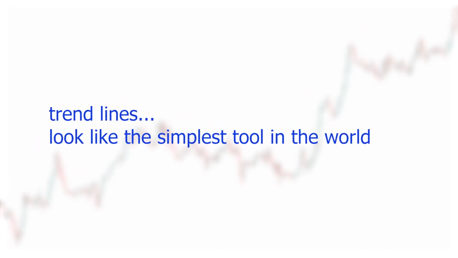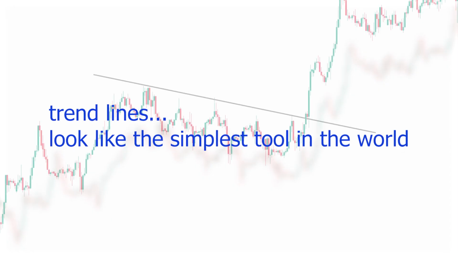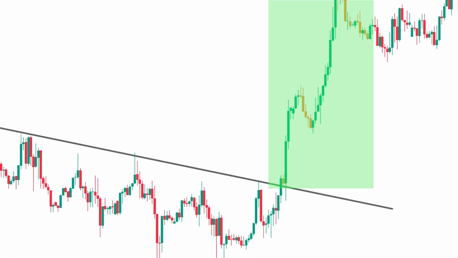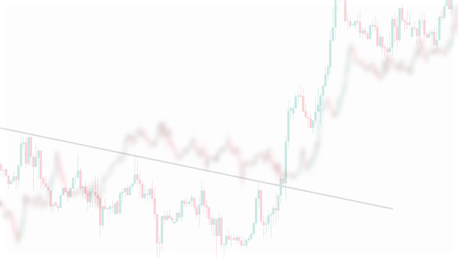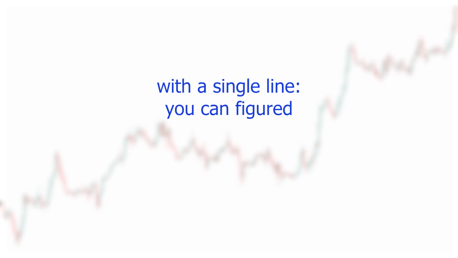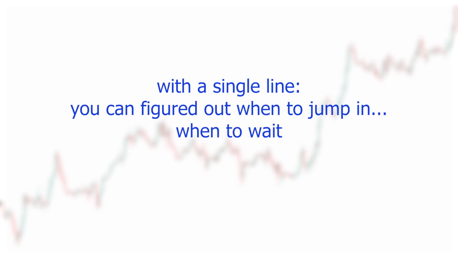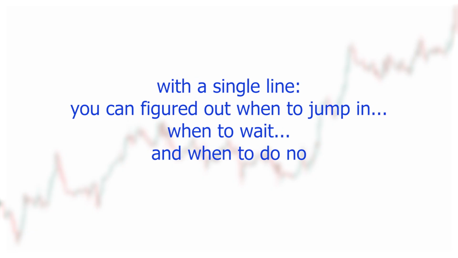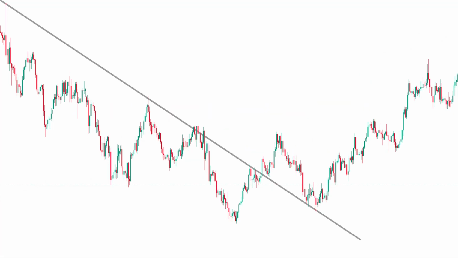Trend lines look like the simplest tool in the world, but they tell you the real direction of the market. They show whether price is heading up, down, or just spinning its wheels. With a single line, you can figure out when to jump in, when to wait, and when to do nothing at all. Here's the catch.